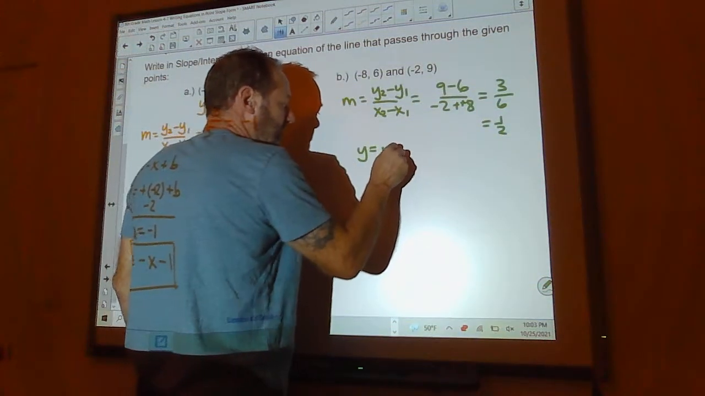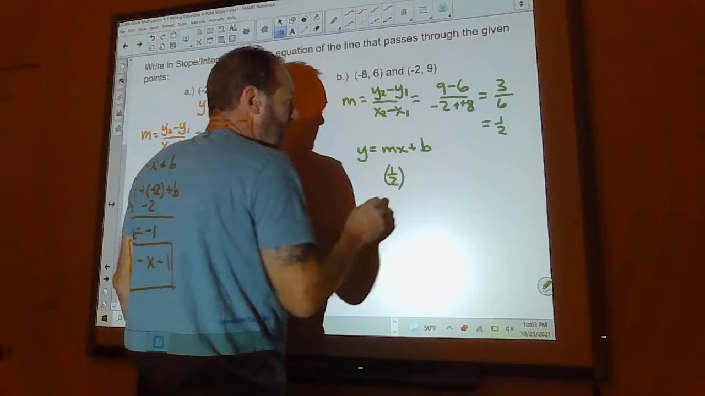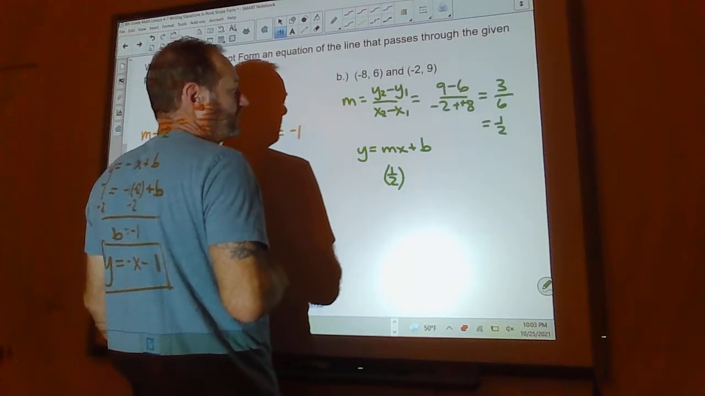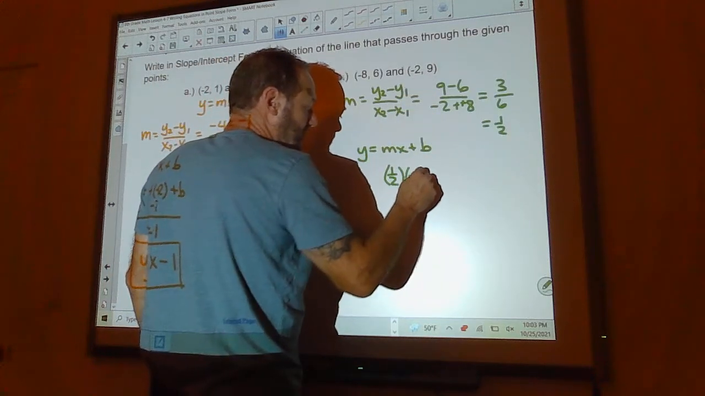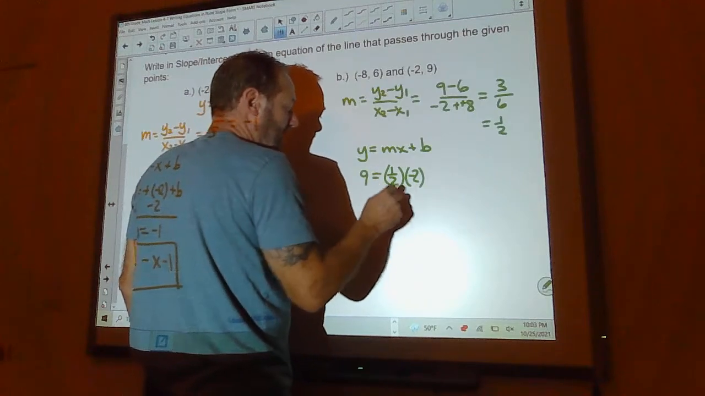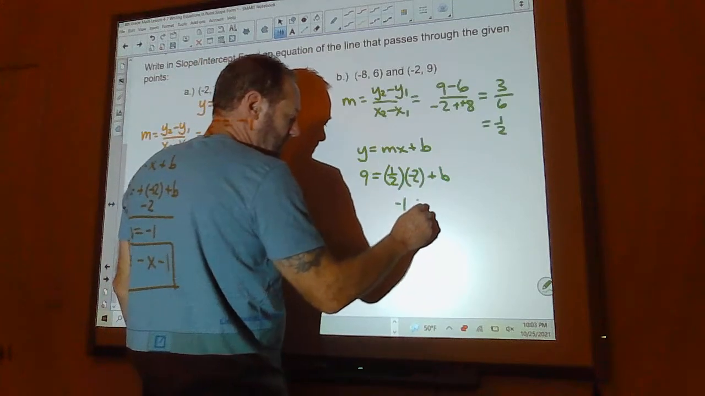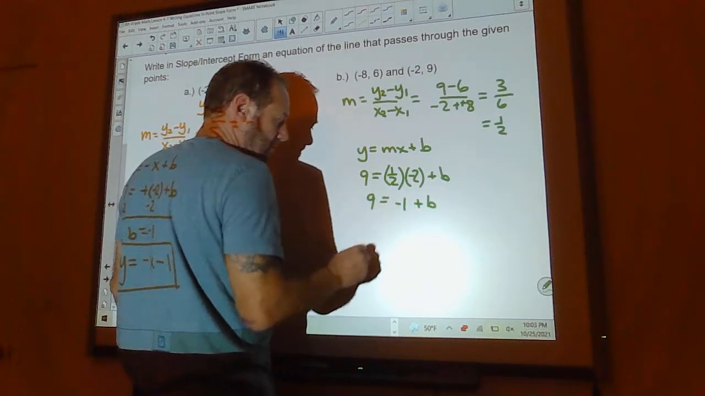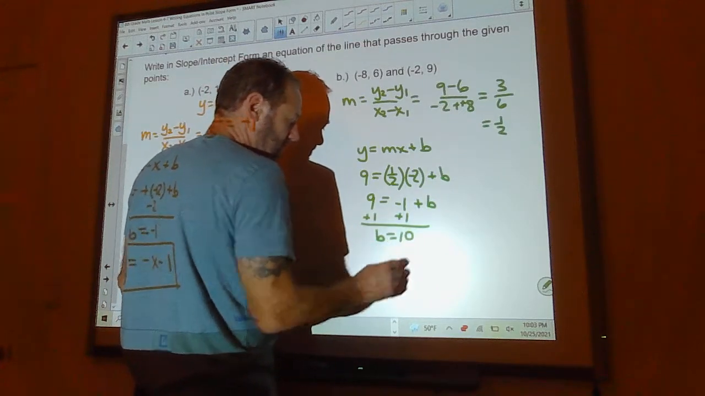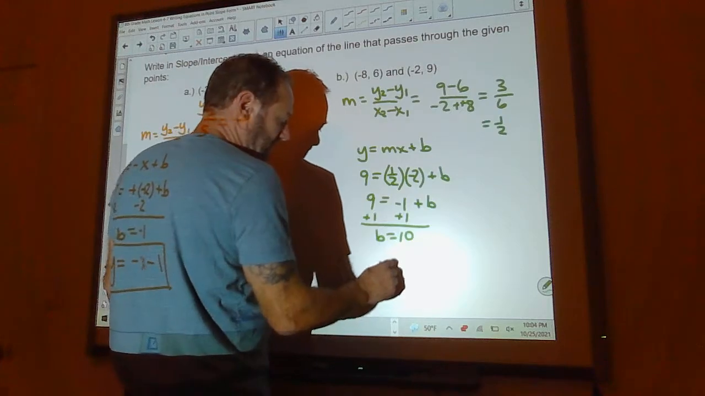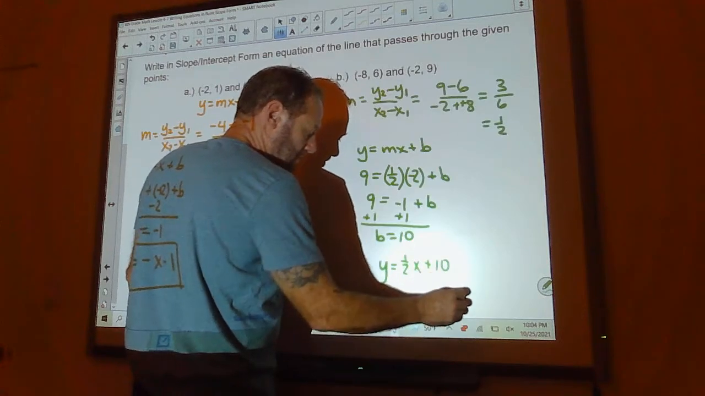Remember that y equals mx plus b. M is 1/2. I can choose this one. Actually, yeah, it doesn't matter. My x is -2, and that makes my y 9 equals 1/2 times -2 plus b. Half of -2 is -1. Add 1 to both sides. B is 10. Okay, so I can write my equation. Y equals 1/2 x plus 10.